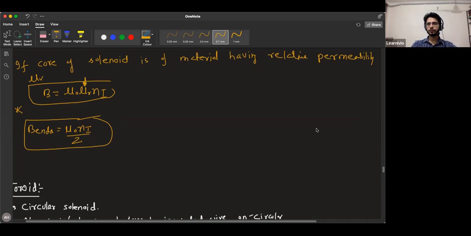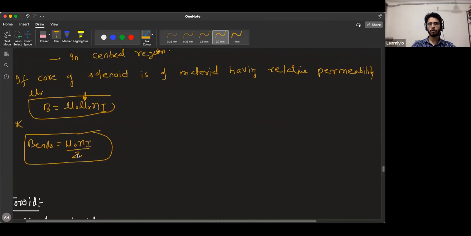Anshika, written. That's mu naught n I by 2. Yeah, mu naught n I by 2. Just half of the magnetic field at the center. Okay. Anshika, written. Yes, sir.